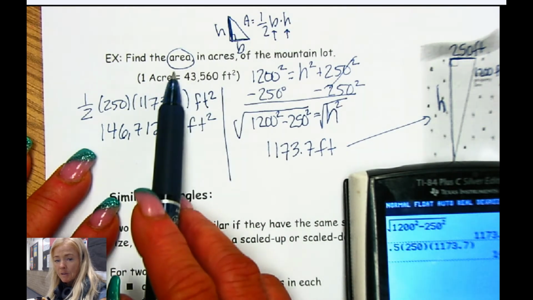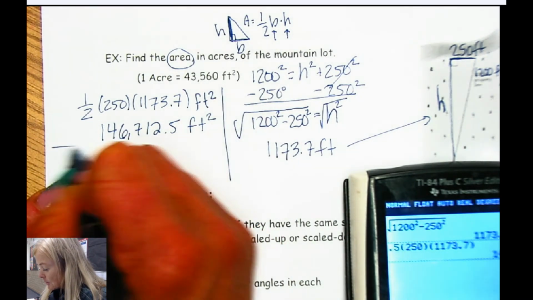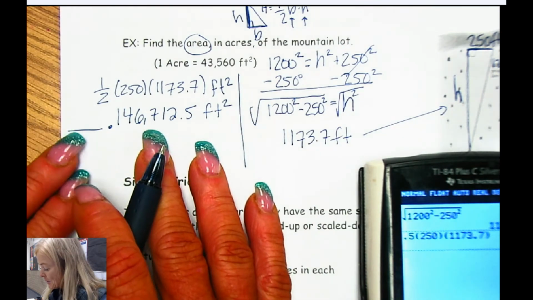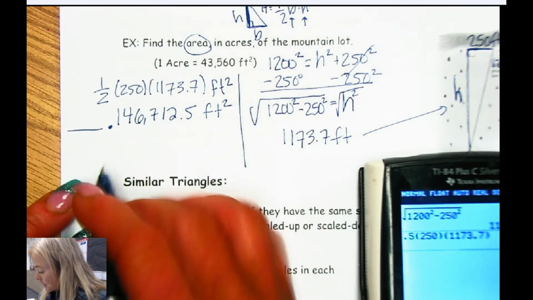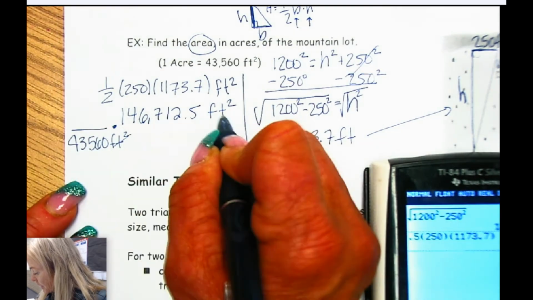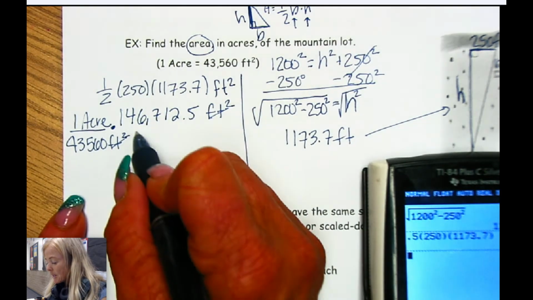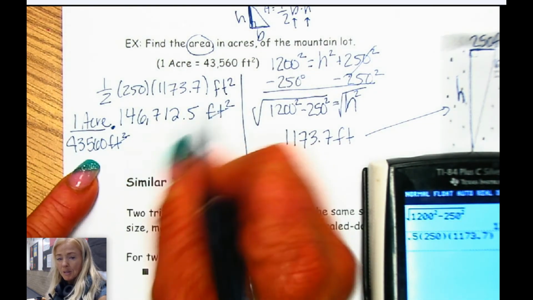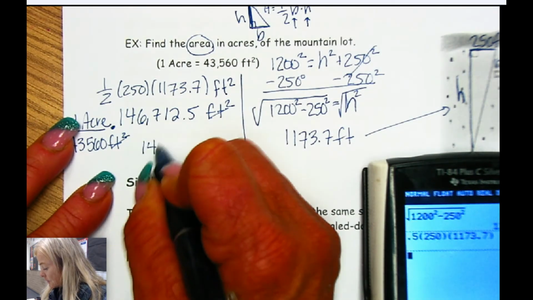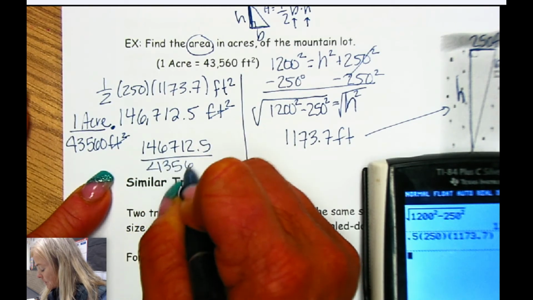Okay. Now, if you're finding the area in acres, this is the area in square feet. So if I have 1 acre is equal to this many square feet, what I need to do is multiply using our unit exchange that we talked about many units ago. I need to have square feet on the bottom, 43,560 square feet, so my square feet divide out, and then 1 acre on the top. If I multiply that, then I can come up with acres. My square feet are gone. So what I really need to do is 146,712.5 divided by 43,560.